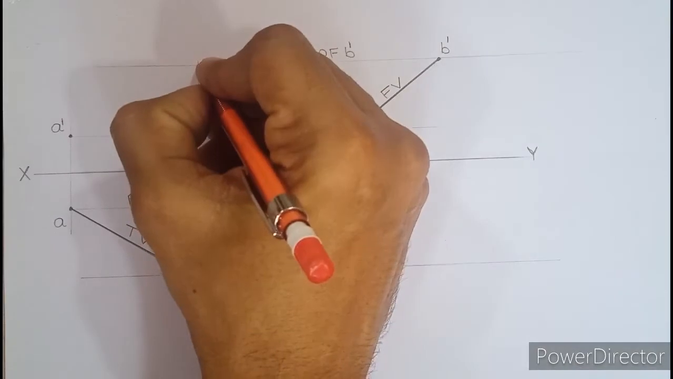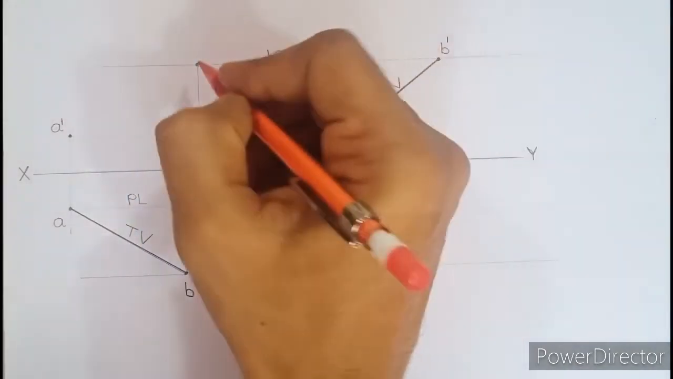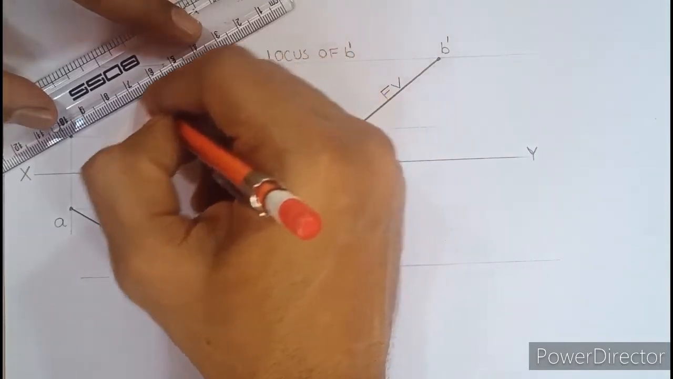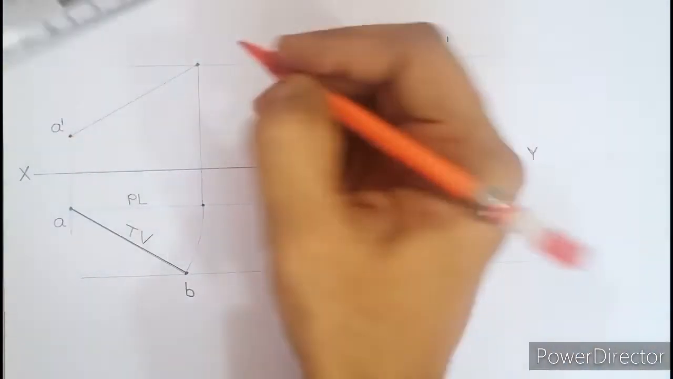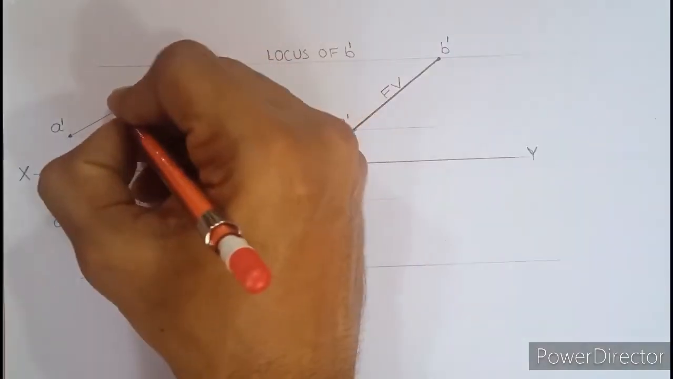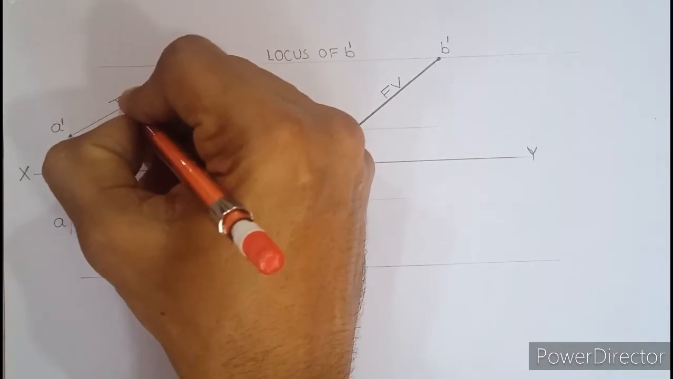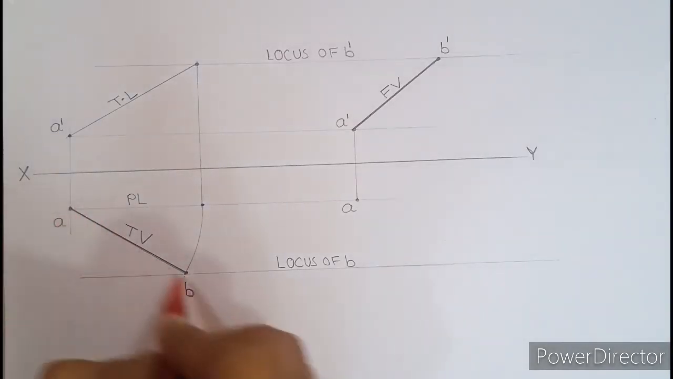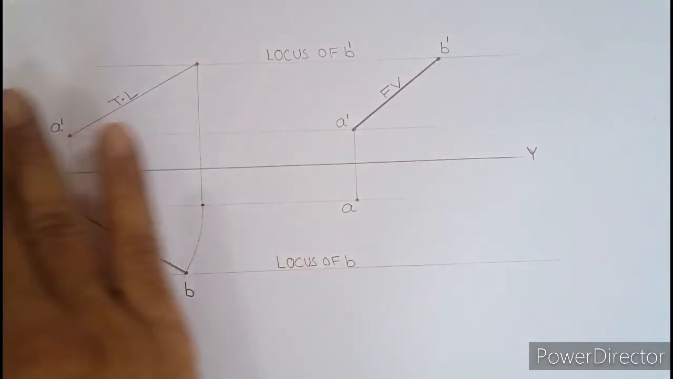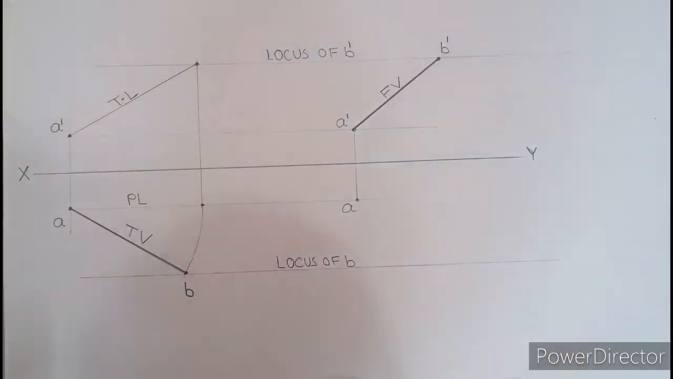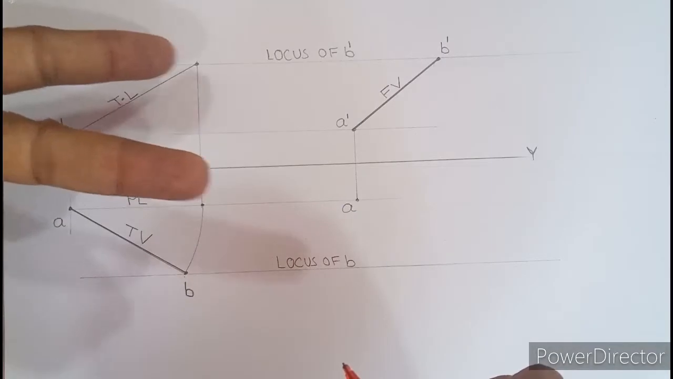So when it intersects here, this point has to be joined medium dark with A dash. So join this medium dark with A dash. It should be medium dark, a bit darker. This is our true length. Okay, so top view should be dark, true length should be medium dark, and all the rest of the lines including the curve should be lighter. Now swap the tool, you will get the next answer.